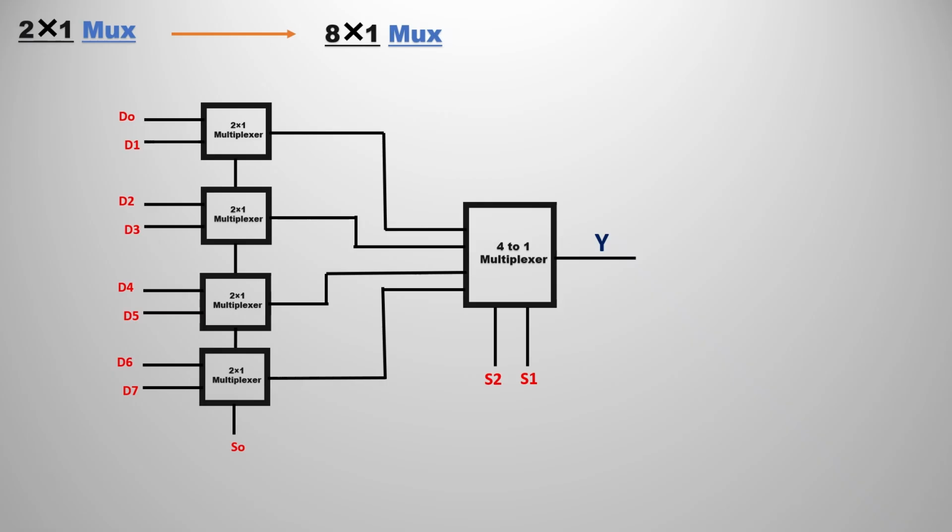You can also clearly see over there, we can cascade all of them at a time. For the first 4 2 cross 1 MUXs, we have only a single select line, that is S0, and for the 4 cross 1 MUX, we have 2 select lines, that is S2 and S1.